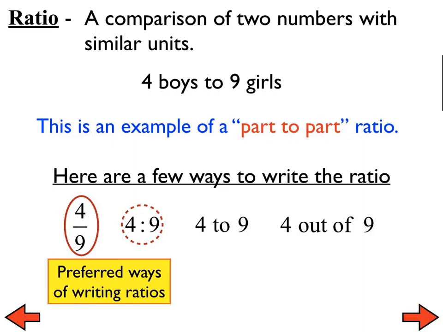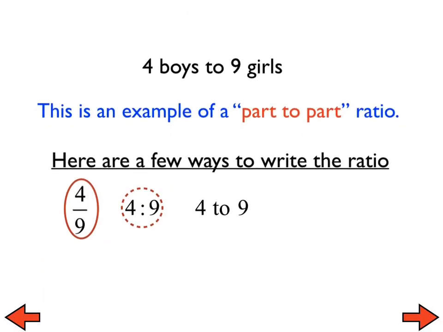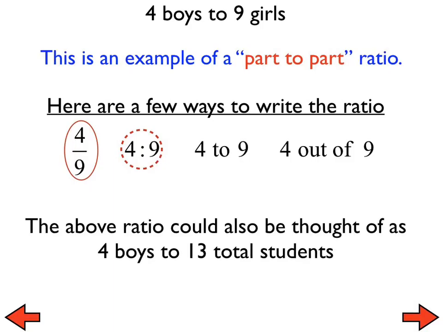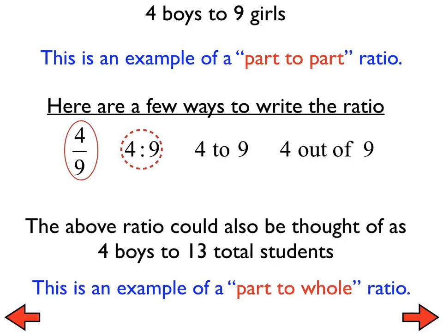Another way to write a ratio is a part to whole. So if I have 4 boys to a total of 13 students, how did I get 13? Sean? All of them together. 4 boys plus 9 girls makes 13 people, right? 13 students. So this would be as a fraction 4/13 or 4:13. And this is an example of part to whole. Go ahead and write that down on your notes. 4 boys to 13 total is a part to whole ratio.